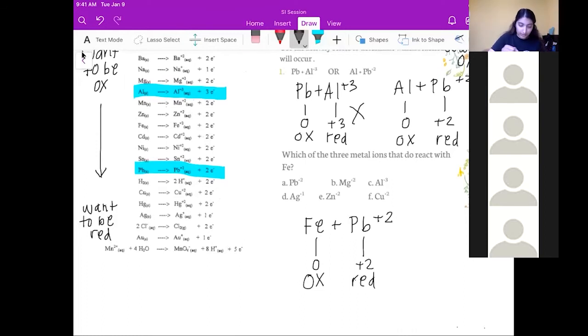So let's erase these. So let's find Fe on our activity series. And just as a reminder, the activity series will always be provided to you, so it's not something that you need to print out or remember or memorize or anything like that. And then let's find Pb plus 2. So we remember that whatever element is being oxidized, in order for the reaction to occur, the one that is being oxidized must be higher.